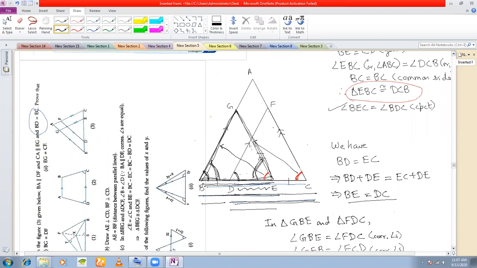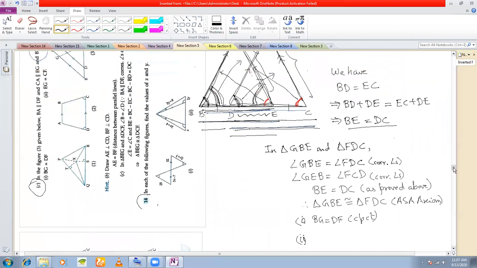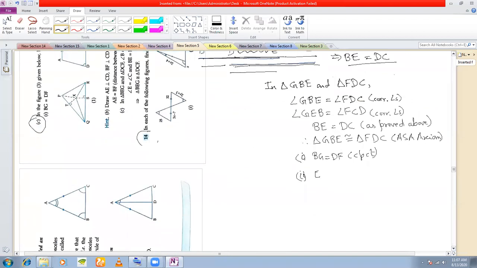Yes, sir. Thank you. Now, next what you have to show is EG is equal to CF. We need to show that EG is equal to CF. This again follows from CPCT. Because these two triangles are congruent and these two angles are equal, opposite to this is this and opposite to this is this. So therefore they have to be equal. So this was your number one, and number two here is EG is equal to CF, CPCT.